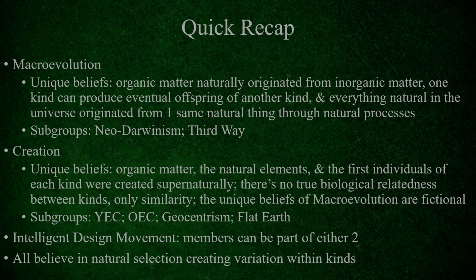Then the creation side, its unique beliefs are that organic matter and all the elements and the first individuals of each kind, like the first ever dog creature or cat creature, were created supernaturally and distinctly, and that there's no biological relatedness between kinds, only similarity. No actual genealogical connections between them. And they also believe that all the unique beliefs of the macroevolution side are totally fictitious, that they're scientifically impossible and do not exist. And these subgroups within the side are mainly young Earth creationists and old Earth creationists, with minorities, very small minorities, of geocentrists and flat earthers.